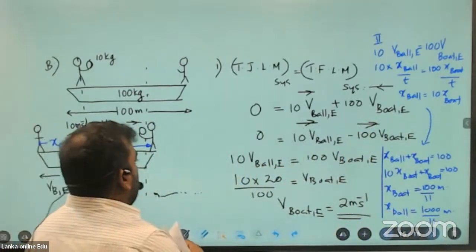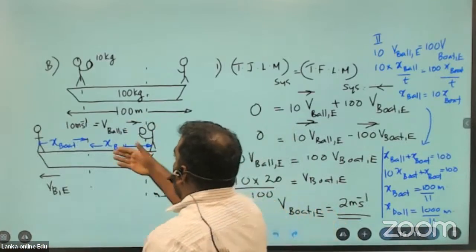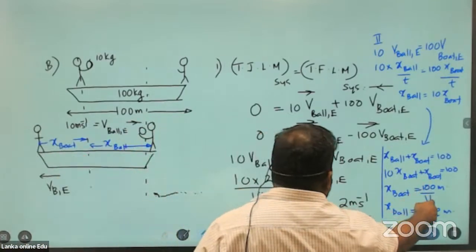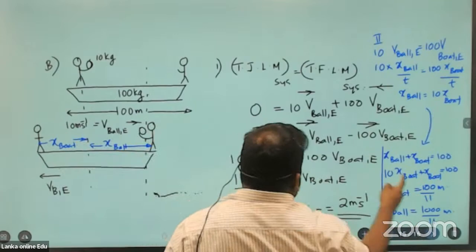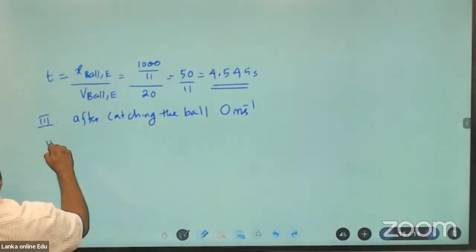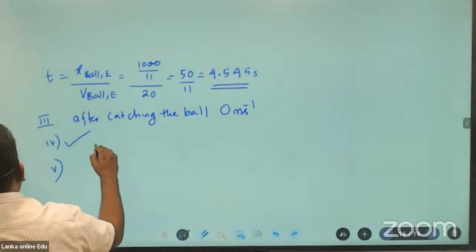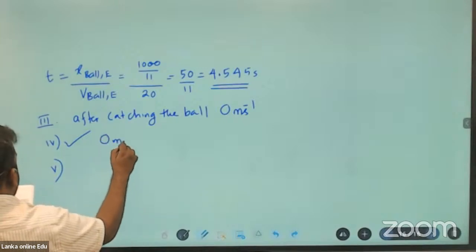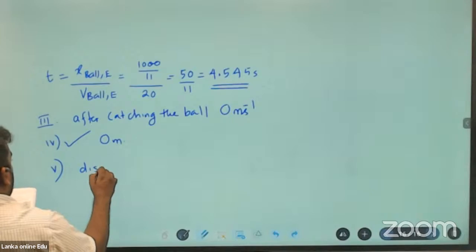Part 5: it goes forward a distance 100 over 11. It will come backwards also a distance 100 over 11. Distance traveled by the boat. 0 meter displacement.